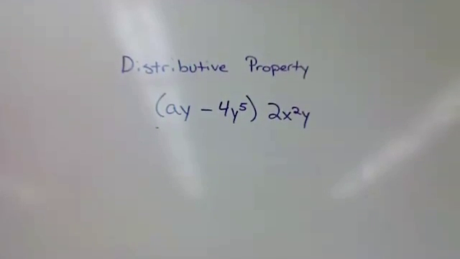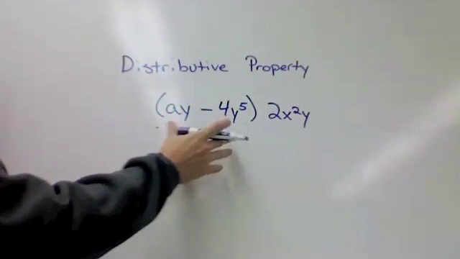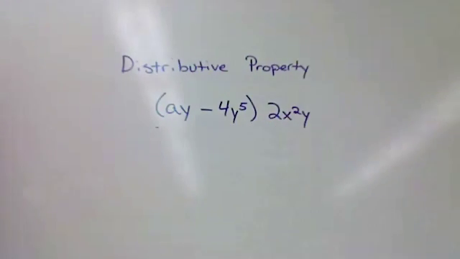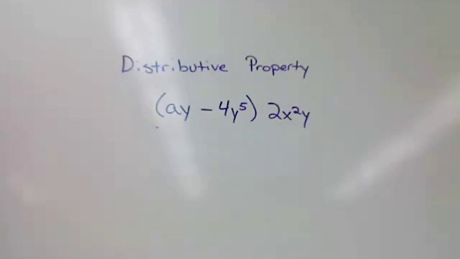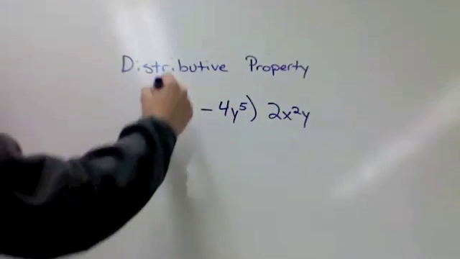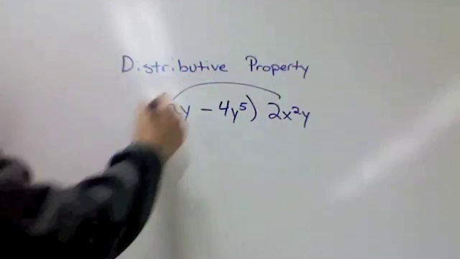So let's take a look at one last example here. We have ay minus 4y to the fifth, and all of that times 2x squared y. And here's where some of you have been asking questions about, well, how should I do this? Should I do this one first? Let's just keep it simple and start with the far side over here, what we normally would. So we're going to go ahead and multiply this far side out here.